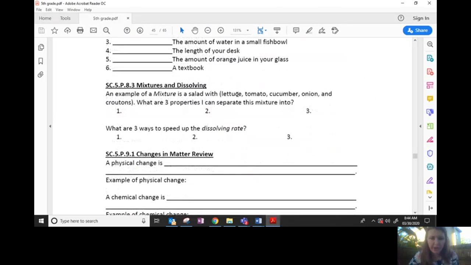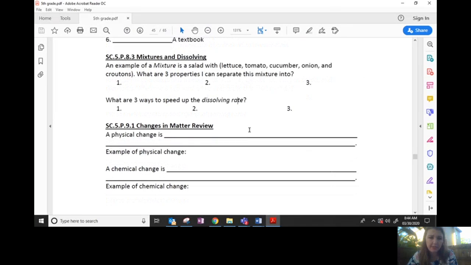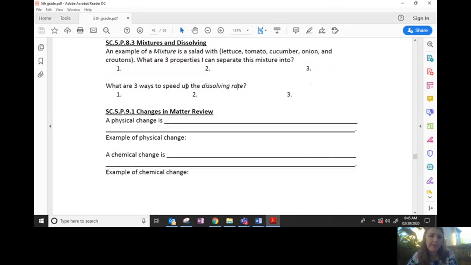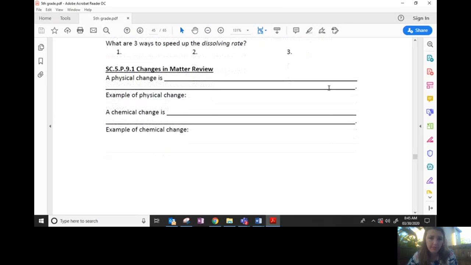Then an example of a mixture. What are 3 properties that you can separate this mixture into? And 3 ways to speed up the dissolving rate. 3 ways that you could speed up the dissolving of anything. Sugar into water. What are 3 ways that you could make it dissolve faster?